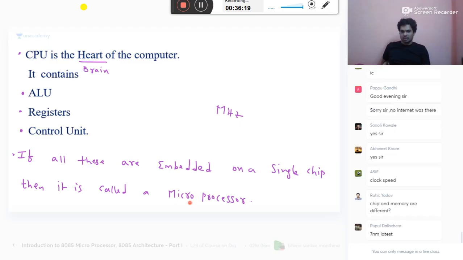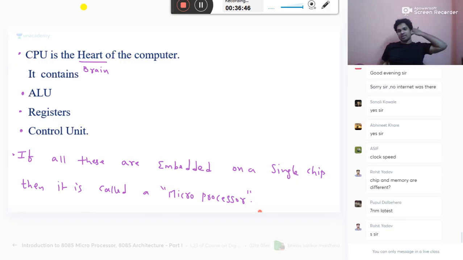Yes, good question, Rohit. I will come to that. Rohit is having some doubt: chip and memory are different? You are asking whether microprocessor and memory are different or the same. That is what you are asking, Rohit. Correct or wrong? Yes. Very simple answer, Rohit.